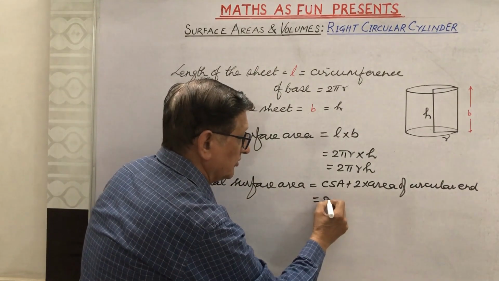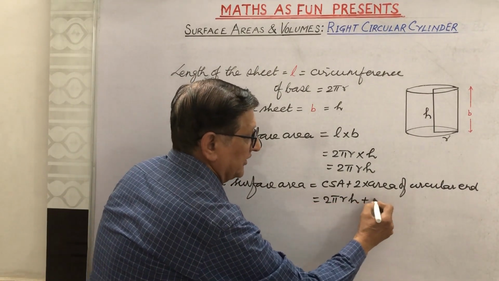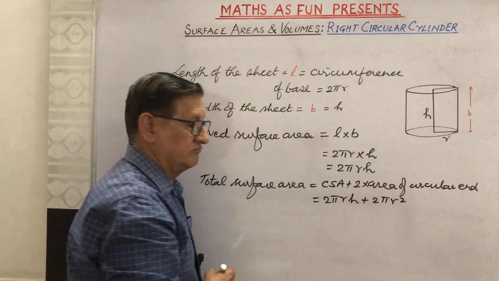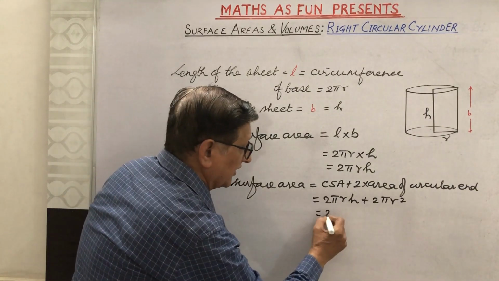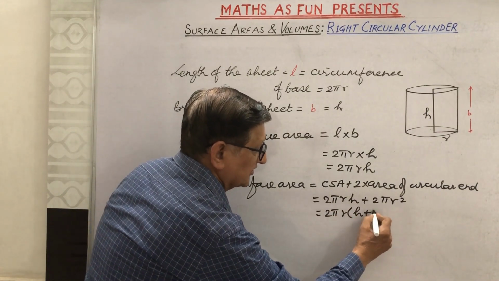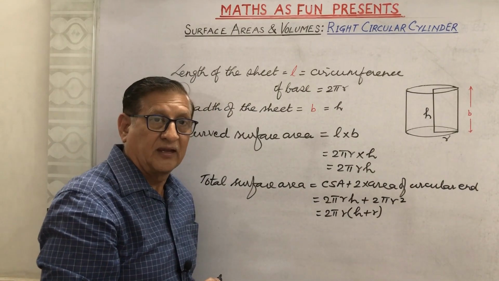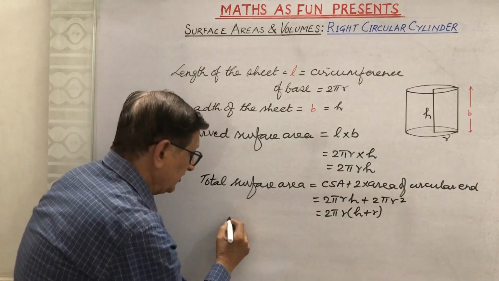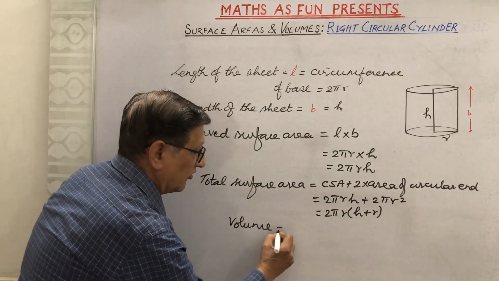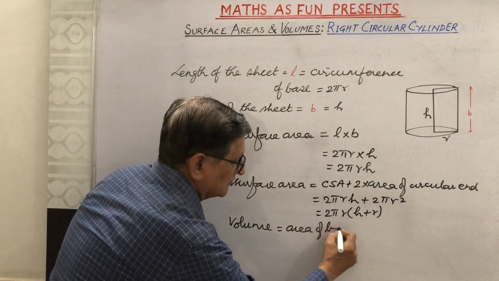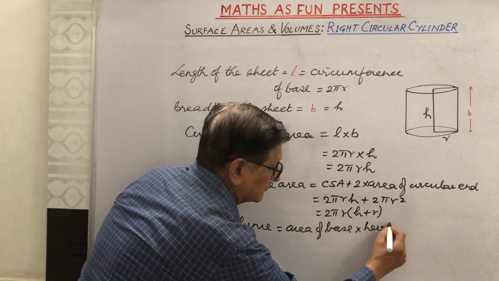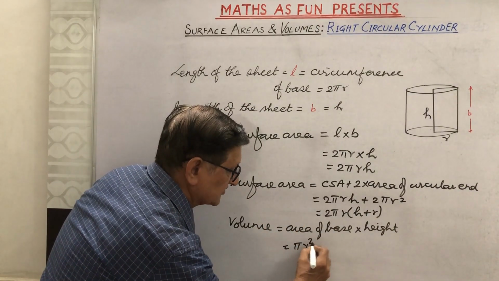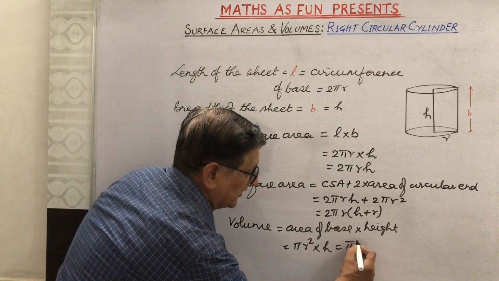And that is equal to 2 pi rh plus 2 pi r square. If we take 2 pi r common, it will be h plus r. So the total surface area is the same. The volume is area of base into height. Area of base, that is a circle, is pi r square, so the volume is pi r square h.